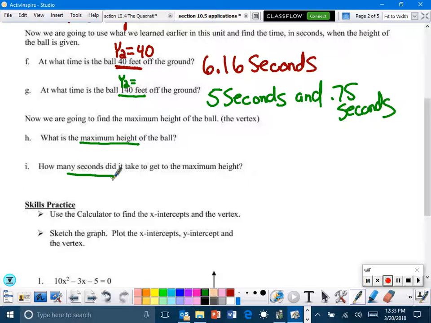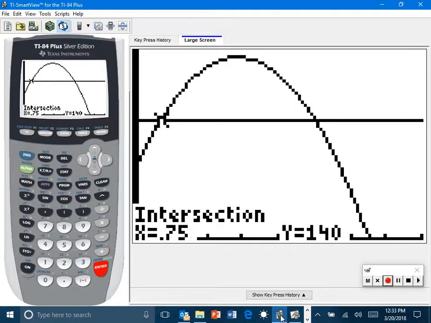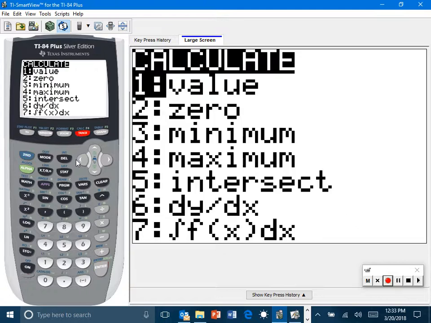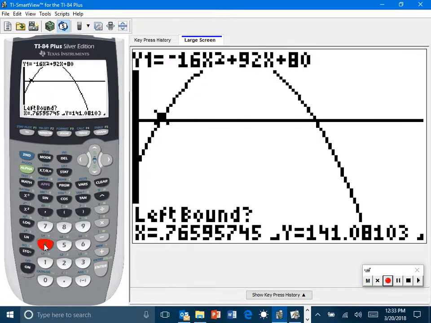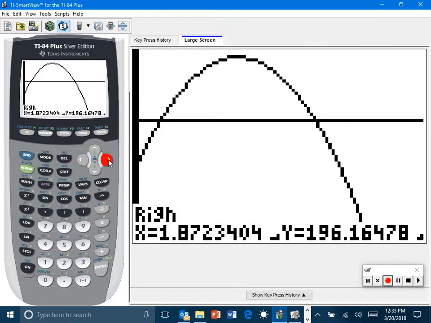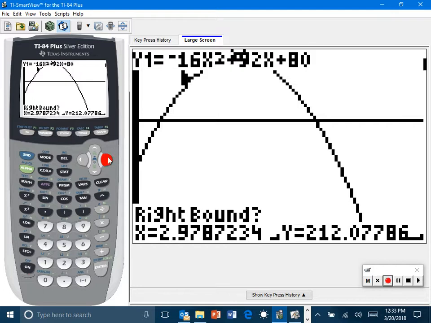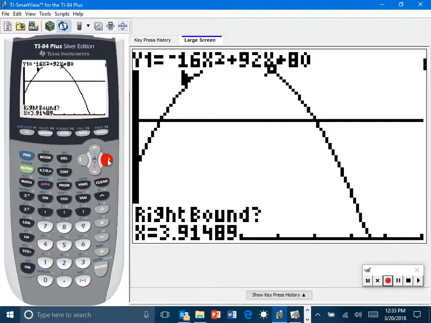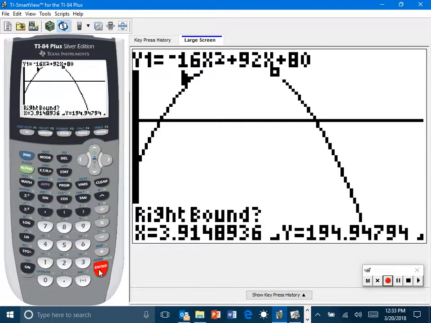All right, so maximum, here we go. I'm going to go second trace, and I'm going to pick maximum because the ball's going up in the air. I'm going to move a little bit closer, but I need to stay on the left side. Okay, I'm on the left side. That's good enough. I'm going to hit enter one time. I'm going to move the ball to the other side. Okay, that's good. I'm on the right side. I'm going to hit enter twice.